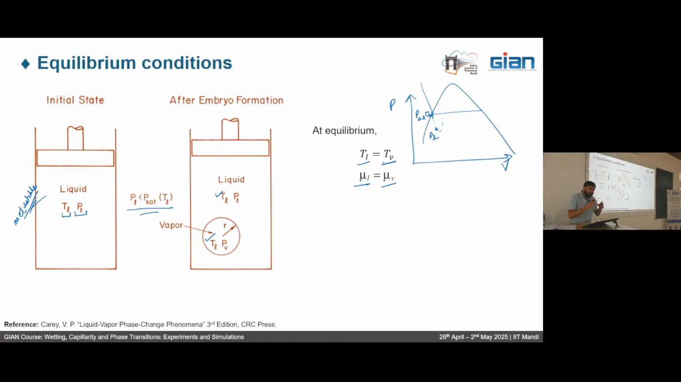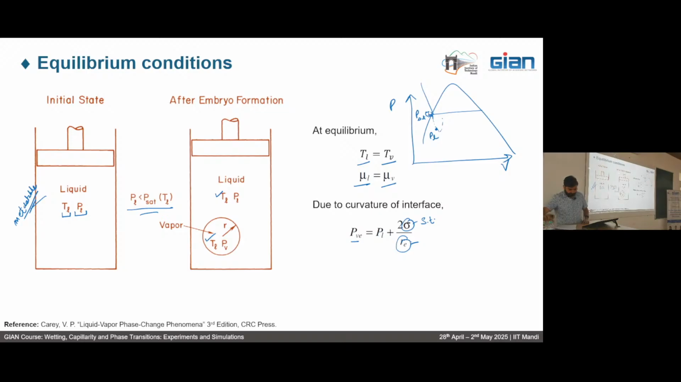But now we have a bubble, so it means that the pressures cannot be equal because of the excess pressure due to the radius of curvature. So we'll have an excess pressure, which we can write as PVE minus PL is equal to 2 sigma by RE. Here sigma is the surface tension and RE is the equilibrium radius.